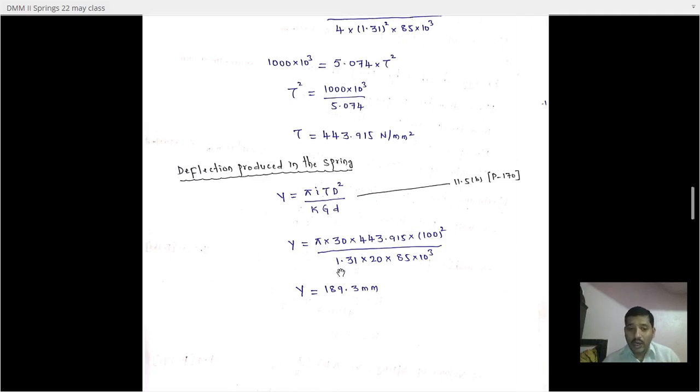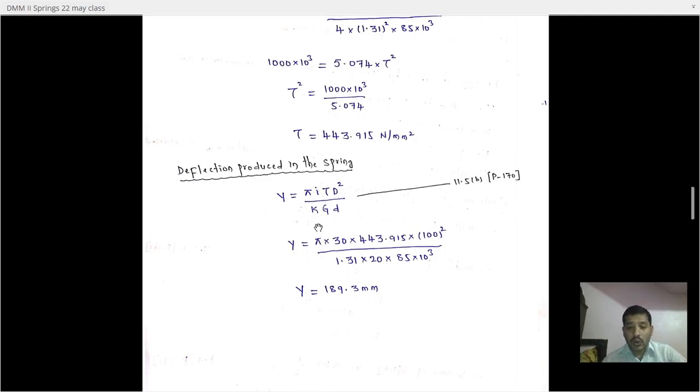To find the deflection produced in the spring, you have to use the formula Y equal to pi into the number of turns into tau, where tau is the maximum allowable shear stress, into the mean diameter whole square, divided by K, which is Wahl's factor, into G, the modulus of rigidity of the material, into the diameter of the coil. You have to refer to equation 11.5b, page number 170.